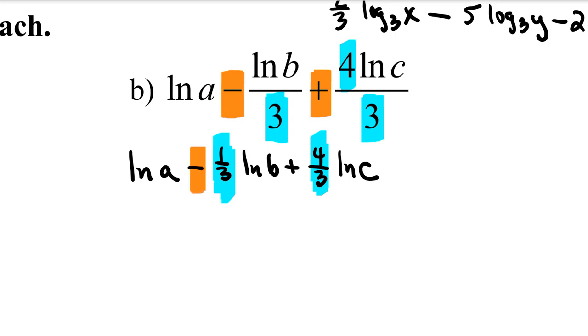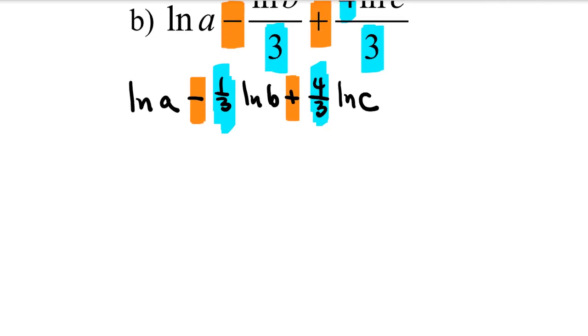And then we've got a minus right here and a plus right there. So when we see that, we're going to take our time and we're going to write natural log once. So we'll have natural log of a, and then minus that 1/3 is going to go up. So then we're going to have natural log of b to the 1/3 power, and then plus natural log of c to the 4/3 power. All right, so that's where we are so far.